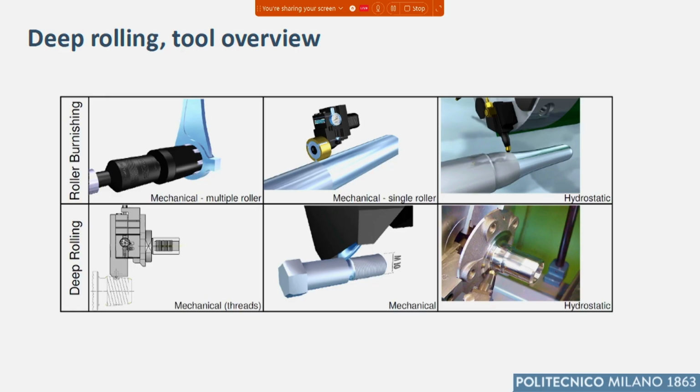These are some examples of application, the way it can be applied. Deep rolling can be applied hydrostatically, or with a mechanical single roller or multiple rollers like this. And all by means of hydrostatic tools that induce the load.